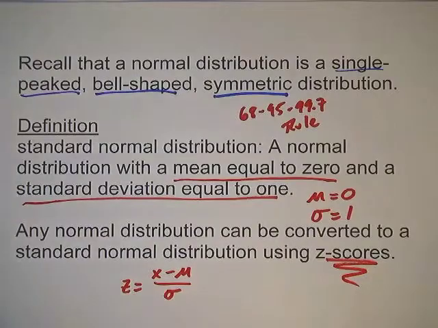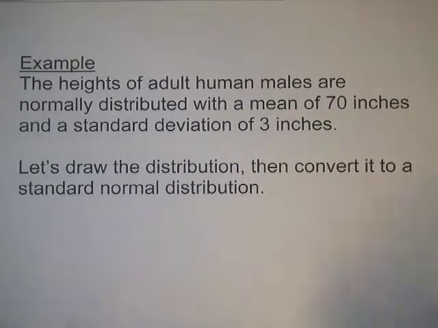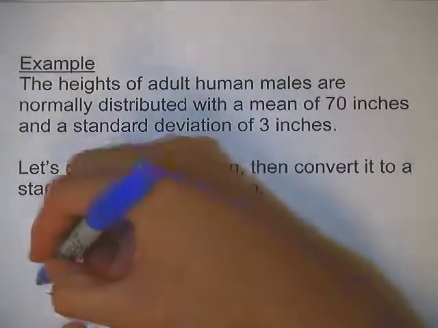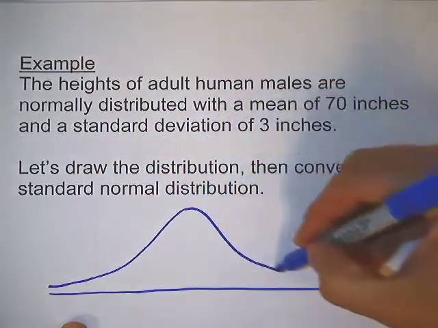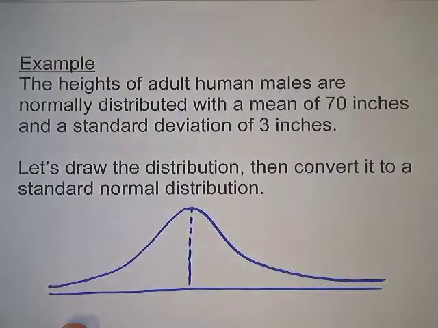So let's take a look at an example and see if we can start utilizing a standard normal distribution. The heights of adult human males are normally distributed with a mean of 70 inches and a standard deviation of 3 inches. So let's draw the distribution, then convert it to a standard normal distribution. I'm going to make a nice big distribution here. So it's normal, it has that bell shape to it.